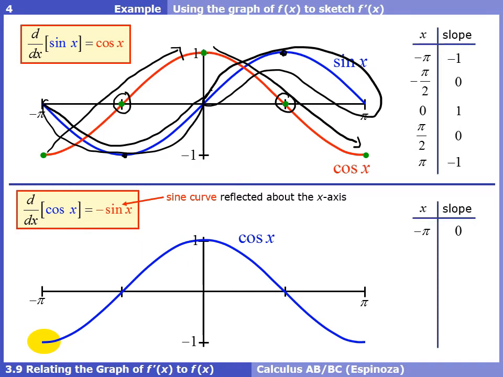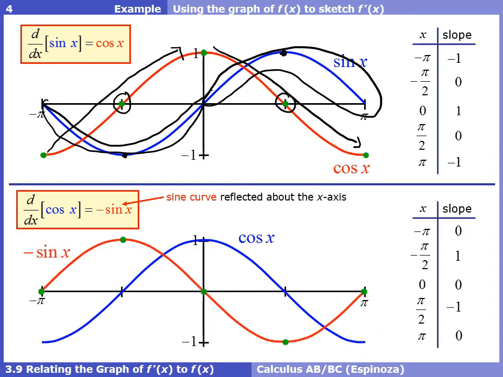So at negative pi, our slope is 0, so I'll put a dot at 0. At negative pi over 2, our slope is 1, so I'll put a dot up at 1. At 0, our slope is 0, so I'll put a dot at 0. At pi over 2, the slope is negative 1, so I'll put a dot at negative 1. And at pi, our slope is 0, so I'll put a dot at 0. And sure enough, when you connect those dots, that's the graph of negative sine.